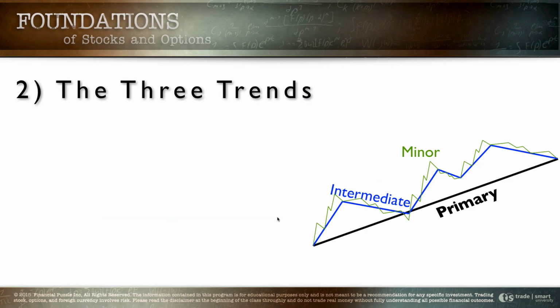The second principle of Dow theory is that there are 3 trends at any given time that are working together. Those 3 trends are the primary, the secondary, also known as the intermediate trend, and the minor trend. On any chart at any time, these 3 trends are at play and working together. So let's understand them a little bit.